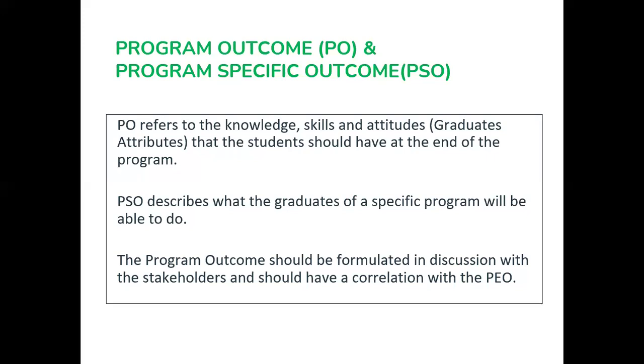Then program outcomes should be formulated in discussion with the stakeholders and should have a correlation with the PEO. Already we have discussed how POs should be formulated. The process is like this: it should be discussed with the stakeholders. Stakeholders means the alumni, the industry, then the parents. And again, the students can also contribute to it.